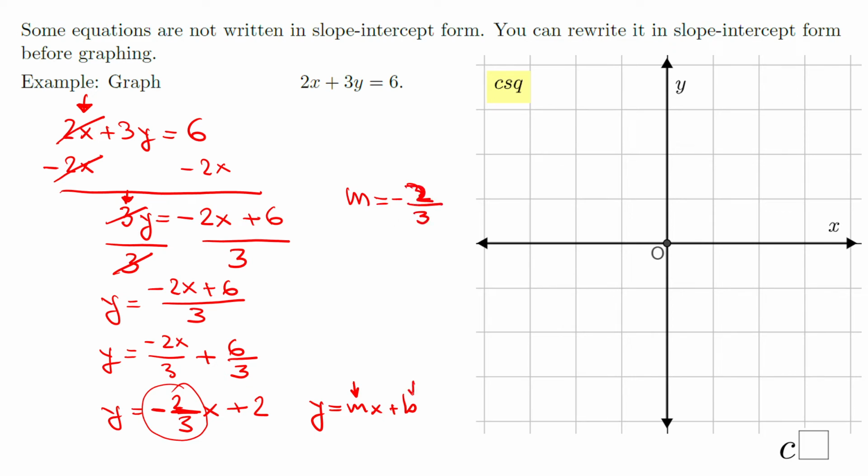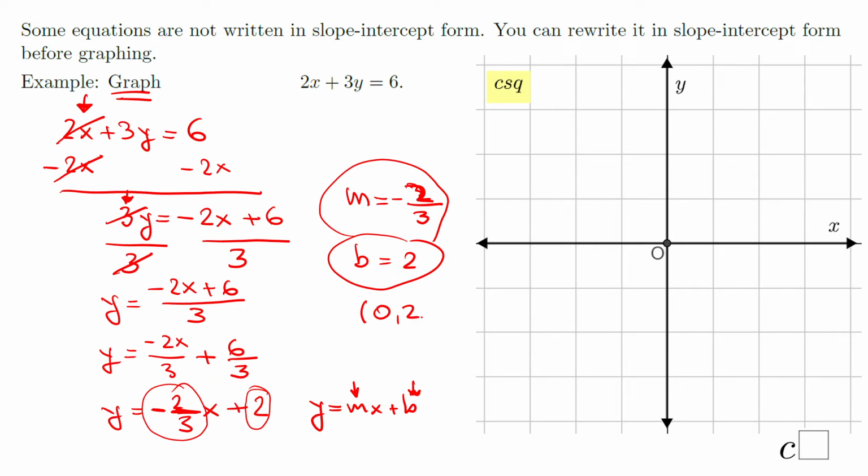And the b is the number that has no x. In this case is 2. So we have these two elements. We can use them and graph what we need here, this 2x plus 3y equals 6. And for that reason, I'm going to go to this y-intercept of 2, which means 0 and 2, this guy. And then remember, this is the rise over run.